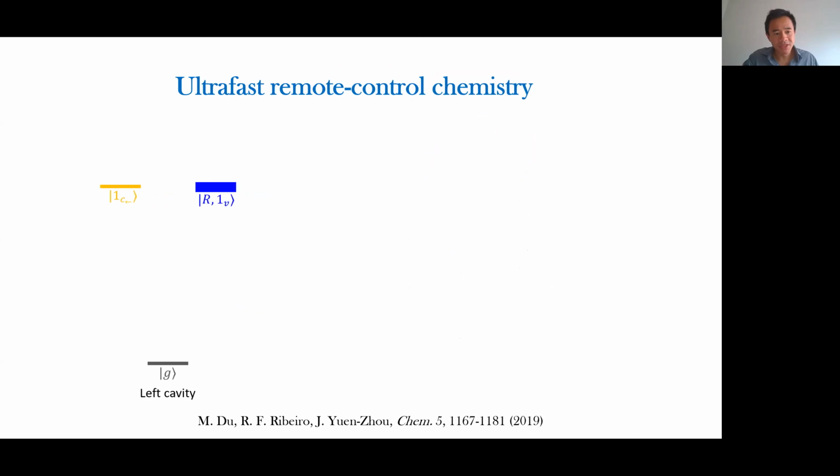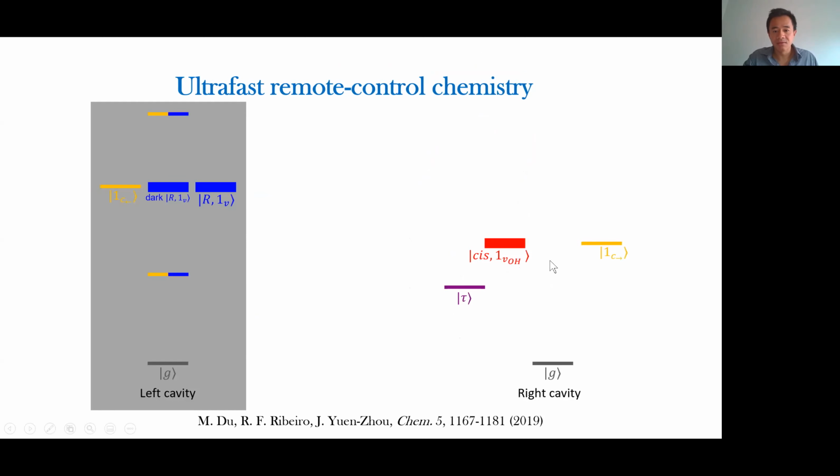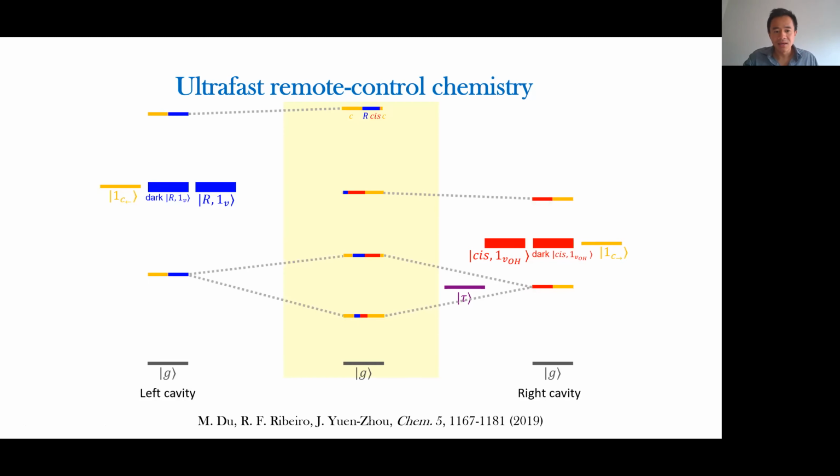So we say, okay, we have a left cavity and it has some remote catalysts labeled by R, and they form the polaritons and they have their dark states. We have the right cavity with the vibrational chromophore and the torsional transition. We have their polaritons, they are coupled to their cavities. And then in the presence of coupling between the cavities, this is the spectrum you have. You have 4 different polaritons in that case.